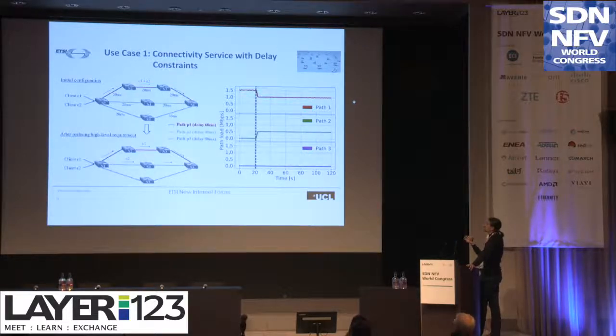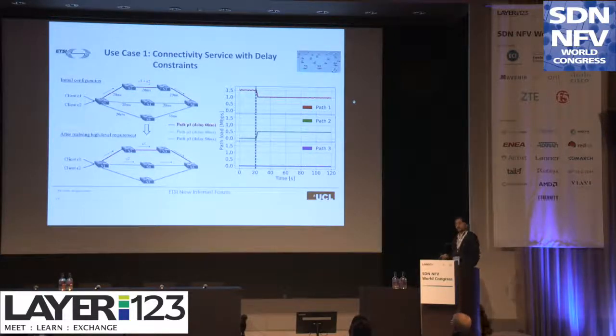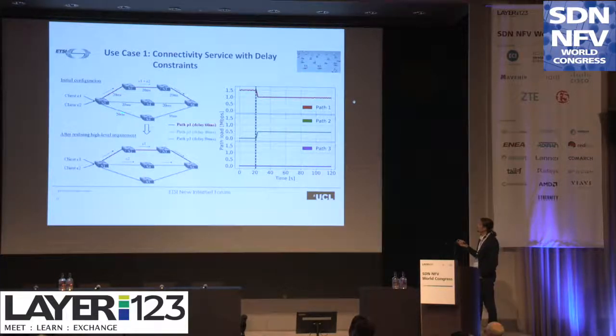At some point in time, client 2 may decide to switch to another, more advanced service. This advanced service requires a delay of 40 milliseconds, let's say. So all client traffic must be shifted to another path. In this case, a path selection function is triggered, which shifts traffic from the upper path to the middle path. And this is demonstrated on the plot on the right.